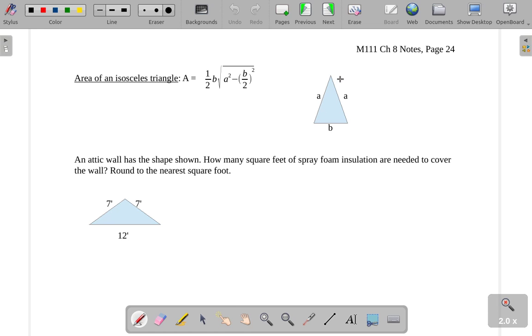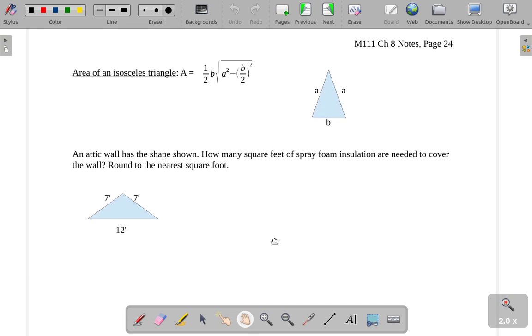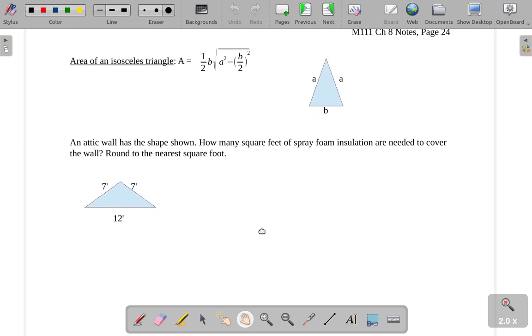I have an example of an isosceles triangle here. You can see A is the side that's repeated. So two sides have the side length A, and the other side is side length B. If we were to plug those things into this formula, we could get the area of that particular triangle.